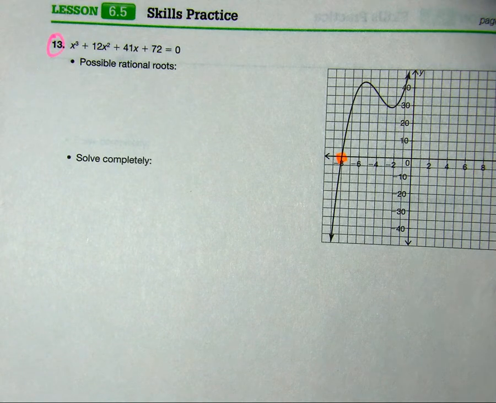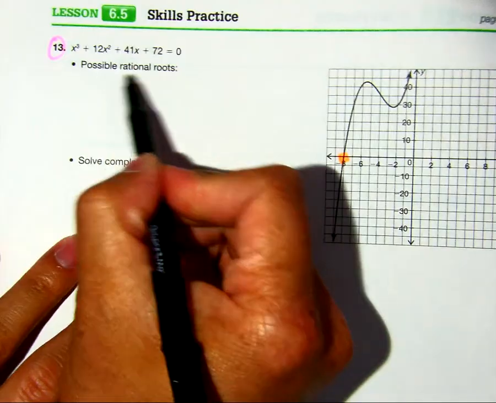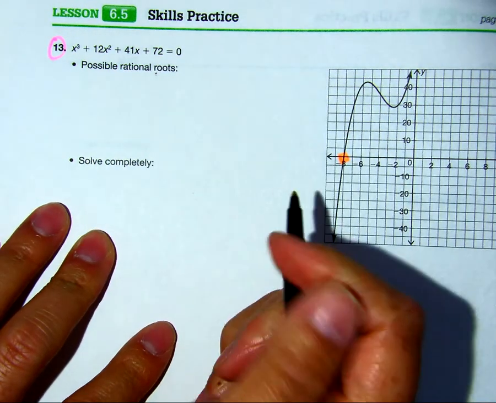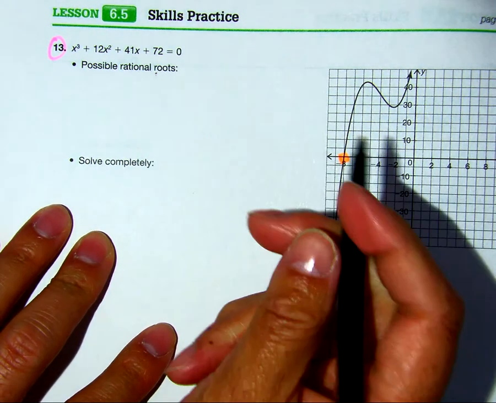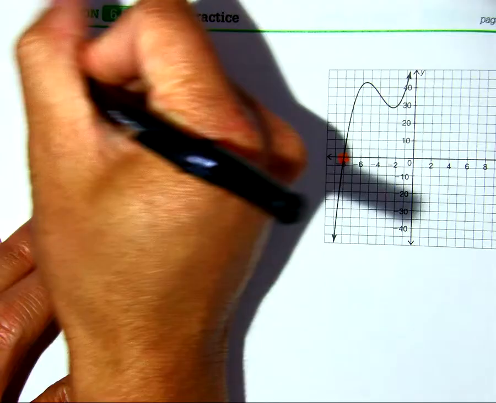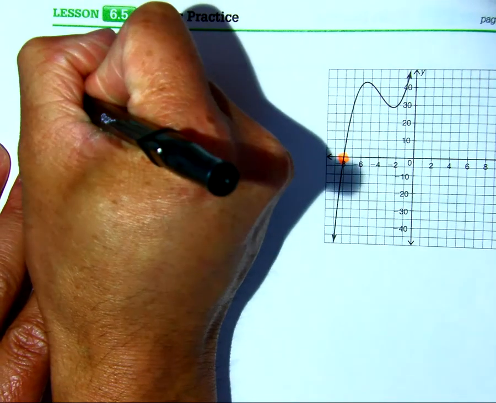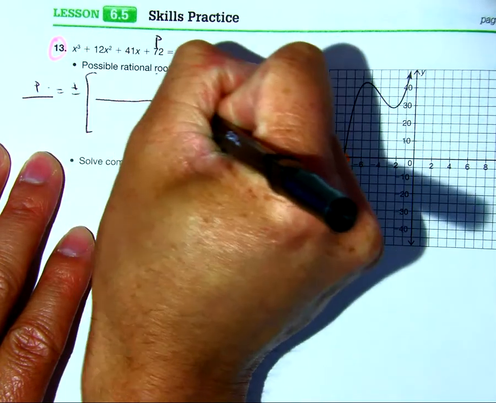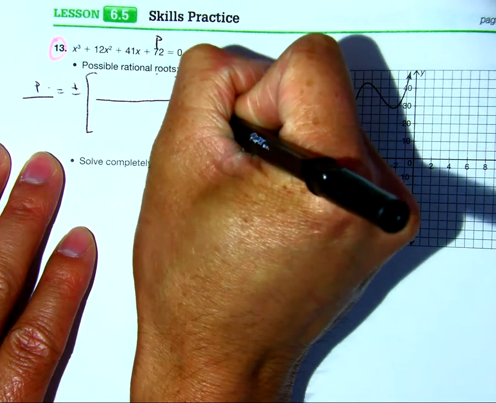And the person that's going to help us with this problem is Isaiah. Isaiah, we need to get the possible rational roots. Okay. Can you tell me your p-value? P-value is 72. Can you tell me all the numbers that multiply to be 72, Isaiah?